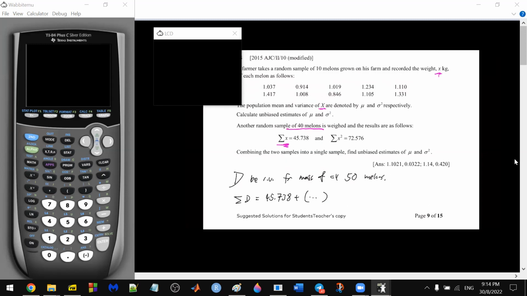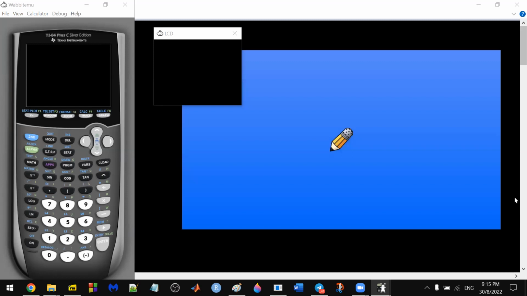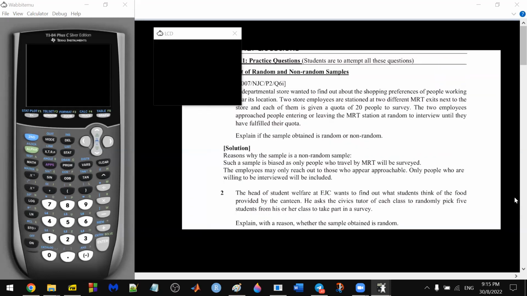Should be not 40, should be of 1. Mass of 1 melon among all 50 melons. Actually, if you look at the solution, they didn't actually try to define any random variable. They just go and recycle the x. But isn't that wrong?